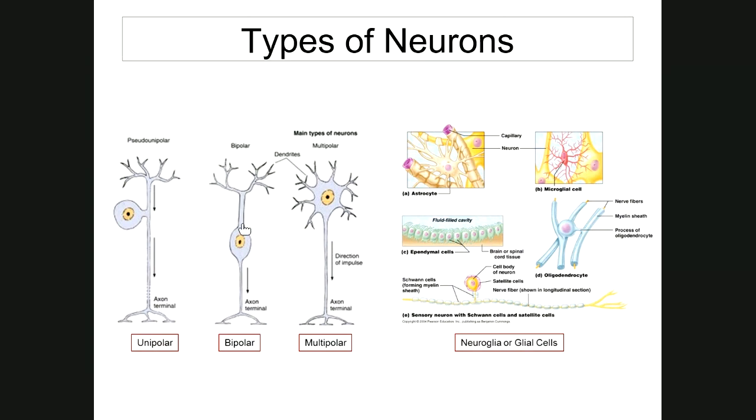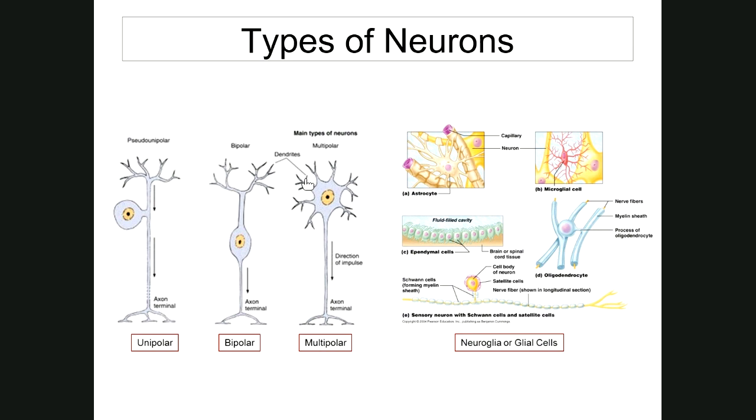The third one is multipolar. This is a giant multipolar neuron. It has many, more than two branches off the cell body. Now, it only has one axon, though. So it has one axon that conveys an impulse away from the cell body, and it can have two or more dendrites. This one's got 1, 2, 3, 4, 5, 6, 7, 8 dendrites conducting impulses toward the cell body.